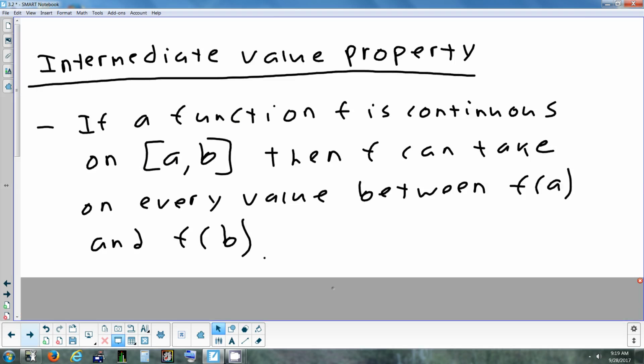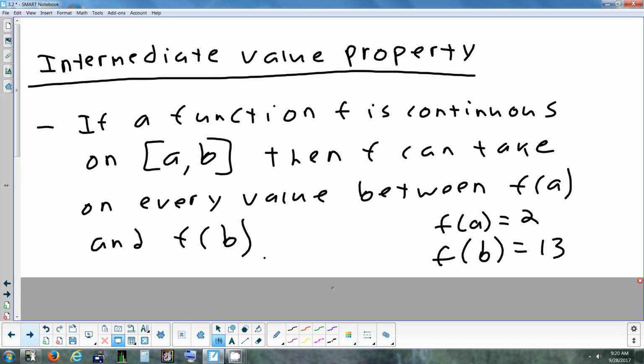Okay, so it says that if you have a function that is continuous on a closed interval between 2 points, I call them A and B, then what that means is your function can take on every y value between f of A and f of B. Okay, so as an example with numbers, let's say f of A equaled 2. f of B equaled 13.